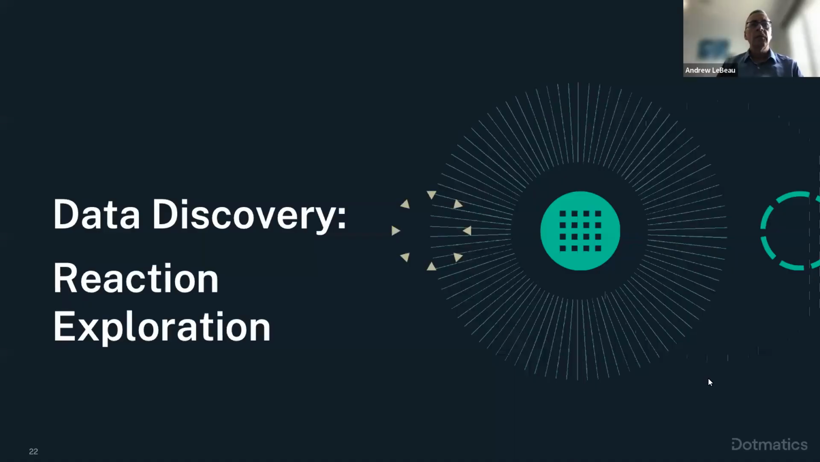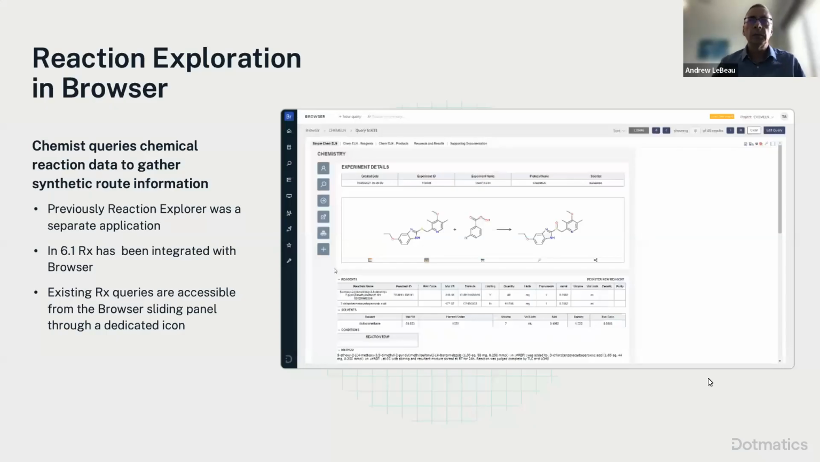All right, moving further along, now I want to talk about our data discovery area. The first topic I want to talk about is the coalescing, or combining and integrating, of Reaction Explorer into Browser. Reaction Explorer is our application that was previously a separate module that allows a medicinal chemist to search across an ELN and devise, or search and build up, synthetic pathways.